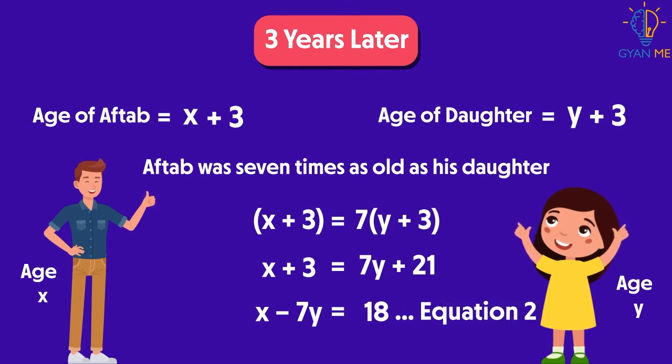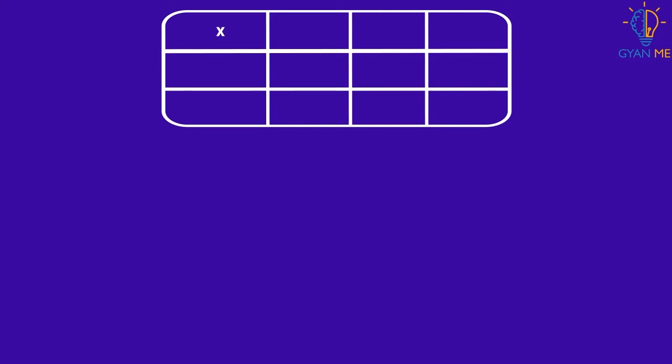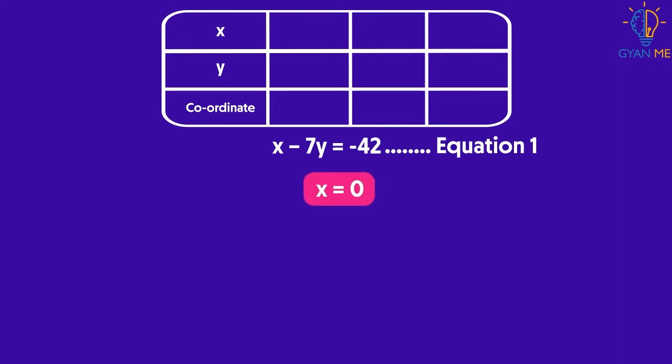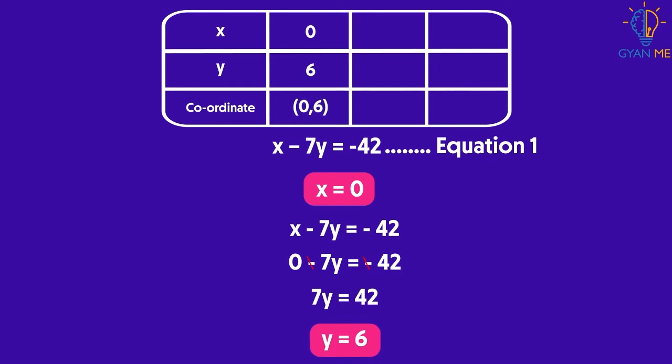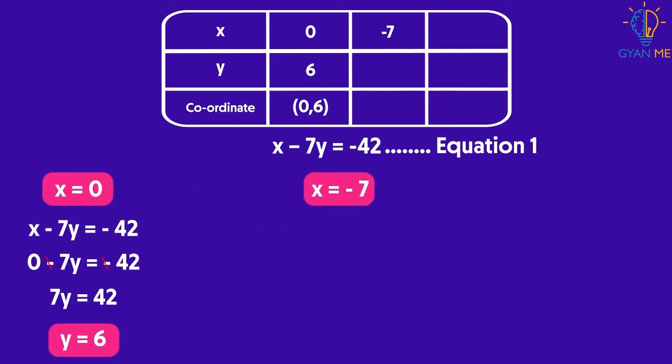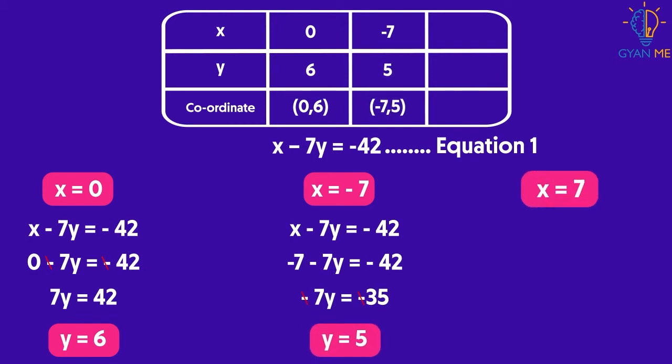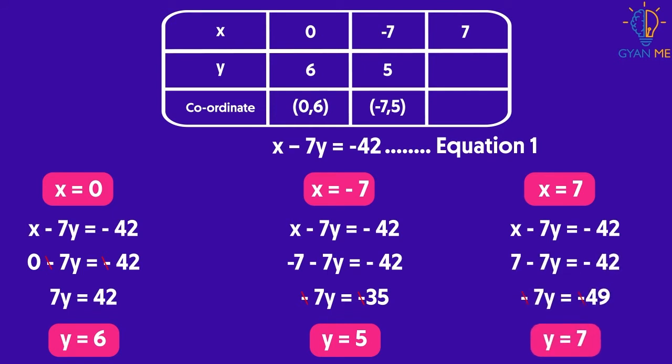Now, let us assume certain values of x and substitute them in equation to get values of y. By doing so, we will get ordered pairs. Let us first take equation 1. If we assume x equal to 0, on solving we get y as 6. If we assume x equal to minus 7, on solving we get y as 5. If we assume x as 7, on solving we get y as 7.